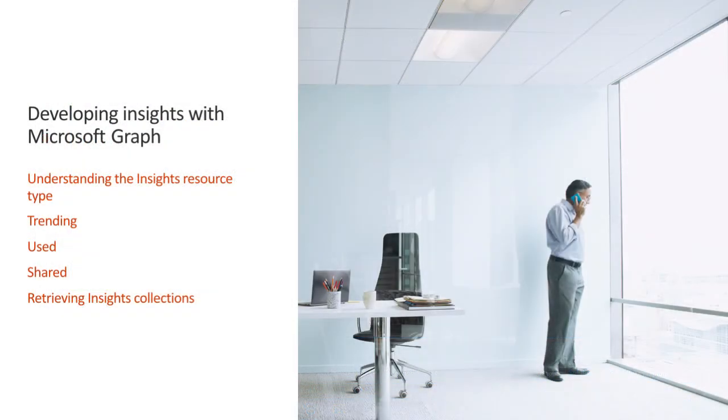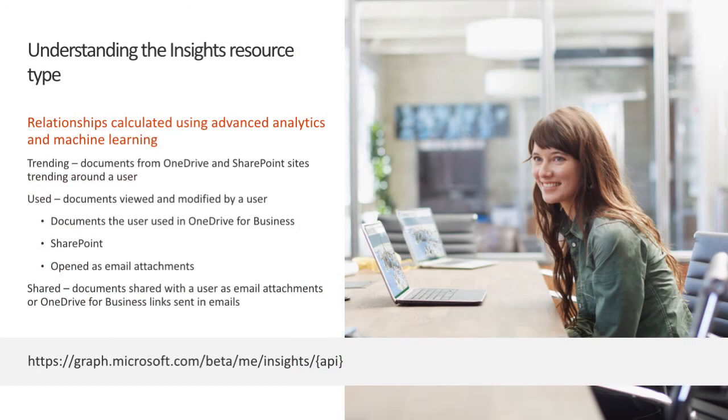Now in this section, let's talk about working with the Insights endpoint on the Microsoft Graph. So let's understand what the Insights resource type is, and then what trending is, what used is, what shared is, and then how we can retrieve Insights collections. Now, first, these are all under the beta endpoint, at least at the time of the recording. So keep in mind that they're subject to change. Using these apps in production is not supported, but it will work. You may just have changes that happen that you're not notified of ahead of time.